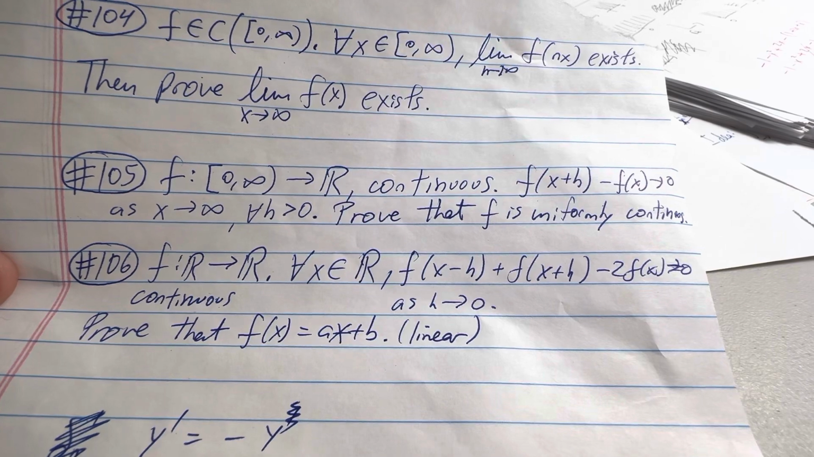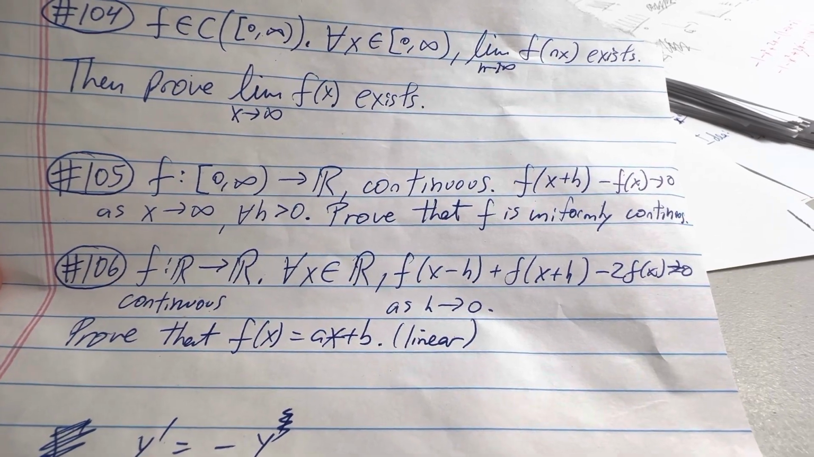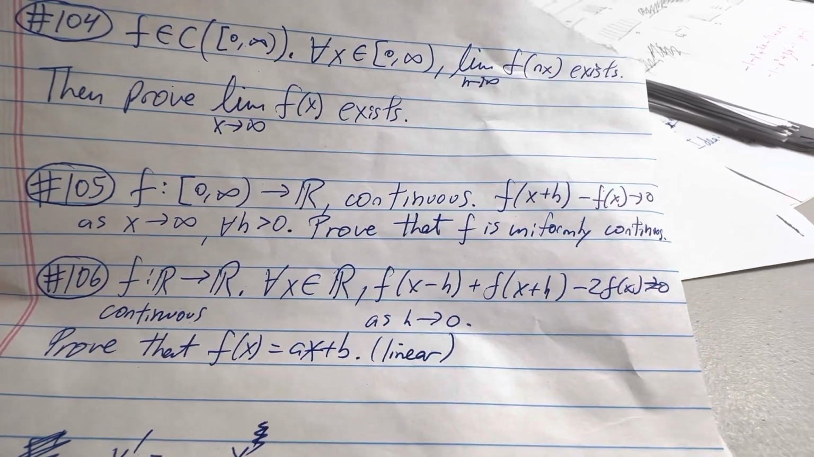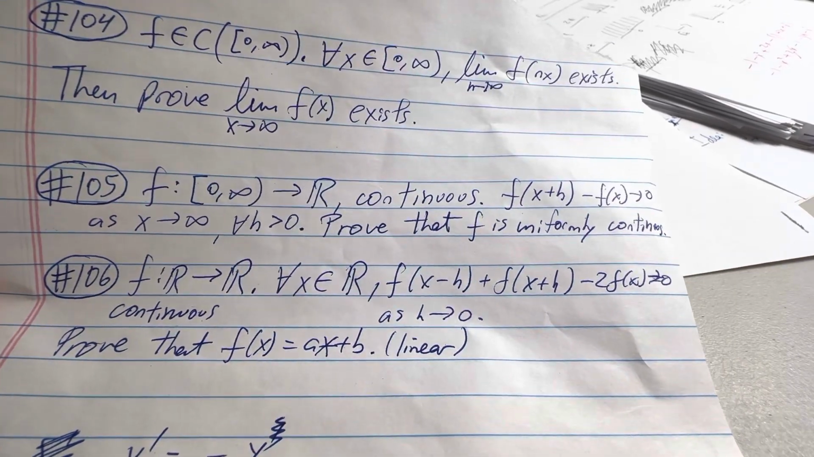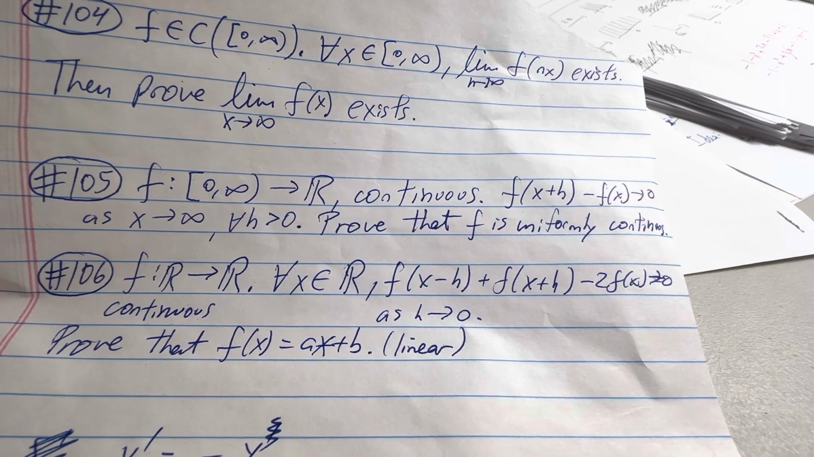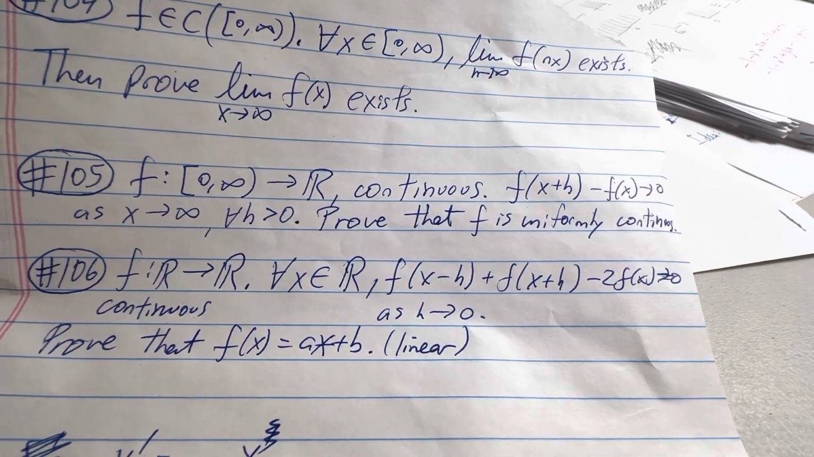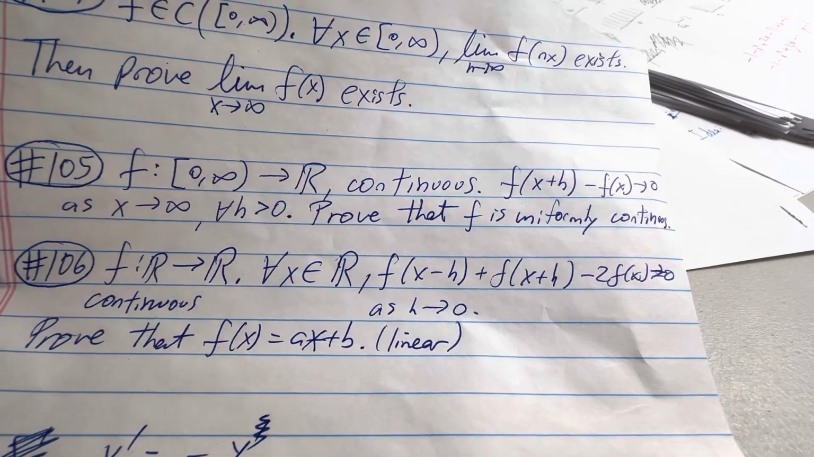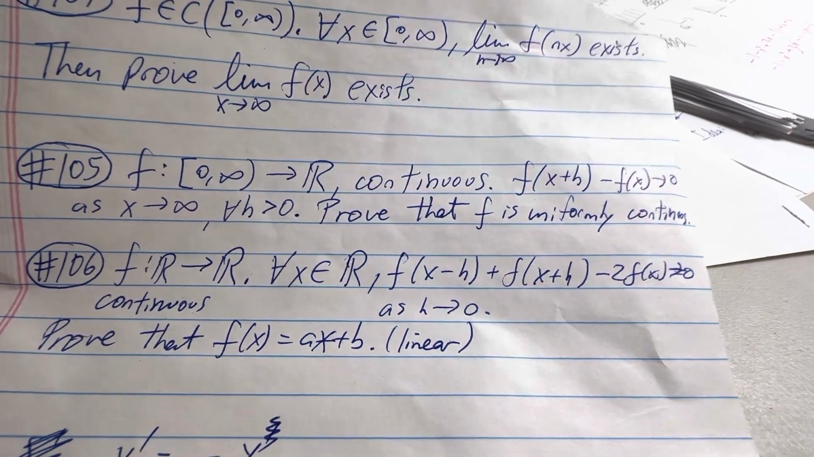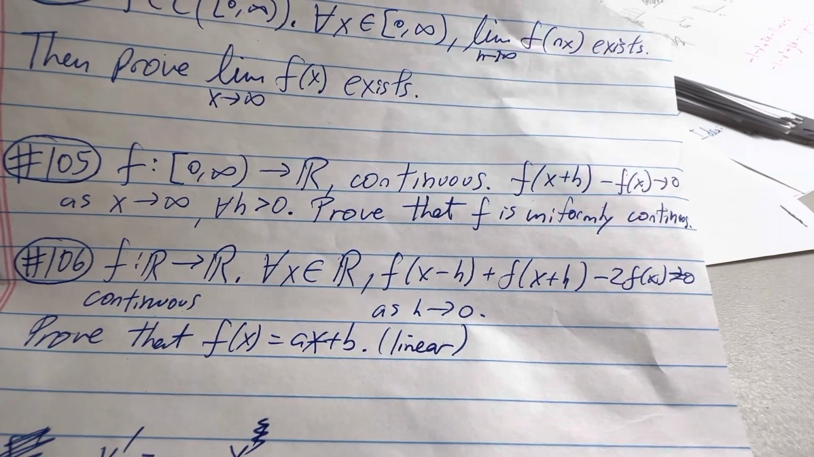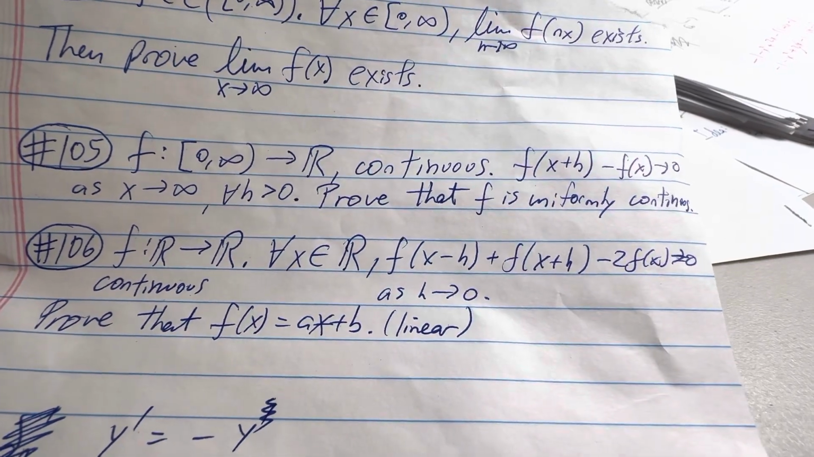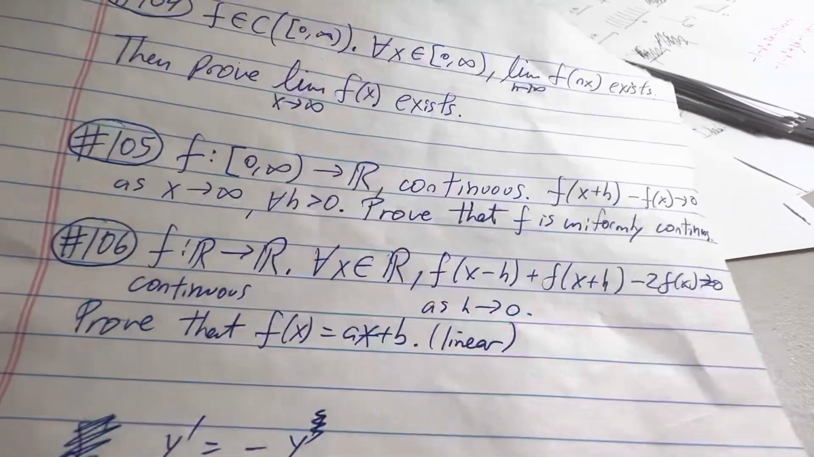105. f is defined on the non-negative reals. It's continuous. f(x+h) minus f(x) tends to 0 as x tends toward infinity for any h. Prove that f is uniformly continuous. I think someone started this one and didn't get it solved. Or maybe somebody told me that they were working on it, but hadn't finished it yet.